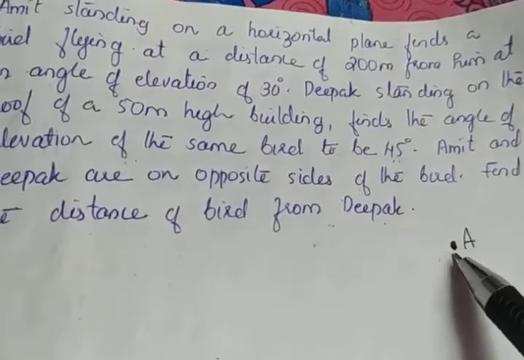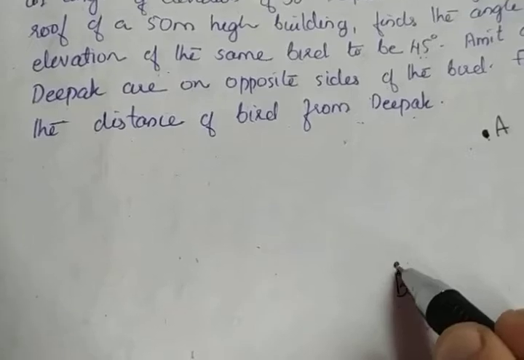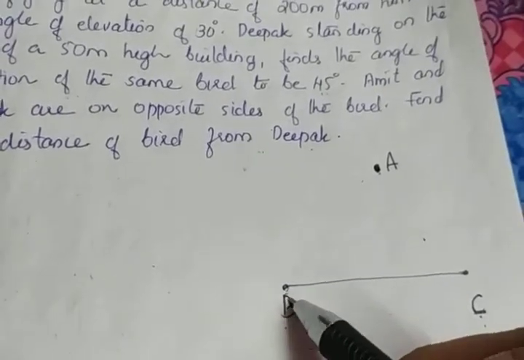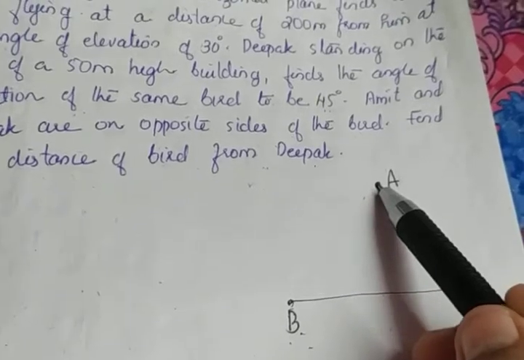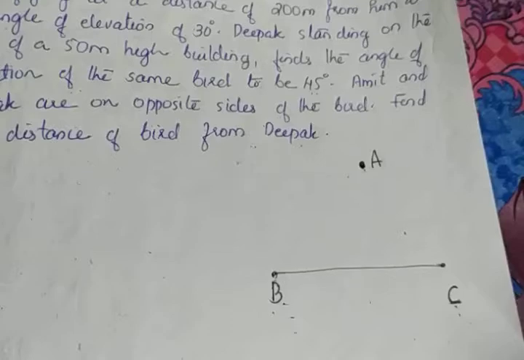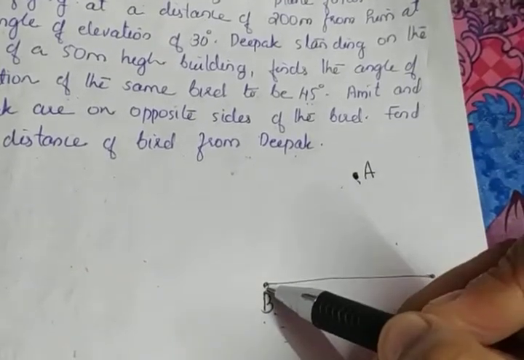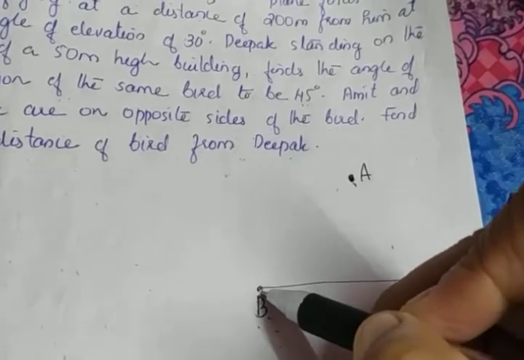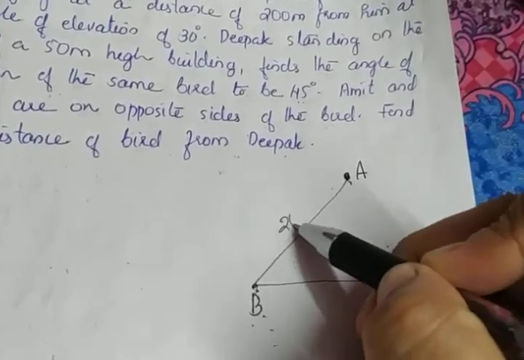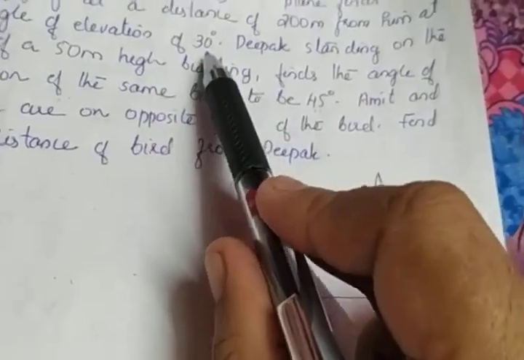So I am taking A as the position of the bird, B as the position of Amit. BC I am drawing as a horizontal level. From B, Amit is looking at the bird at an angle of elevation of 30 degrees and the distance is given as 200 meters. So the distance from Amit to the bird will be BA, and that is given as 200 meters. Again, the angle of elevation is given as 30 degrees.